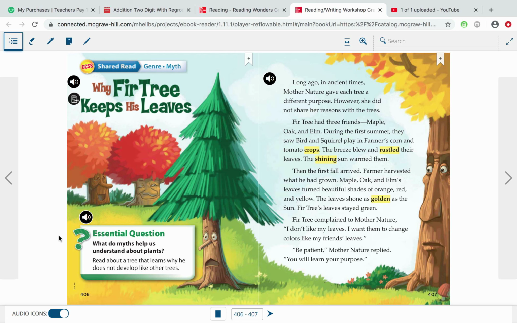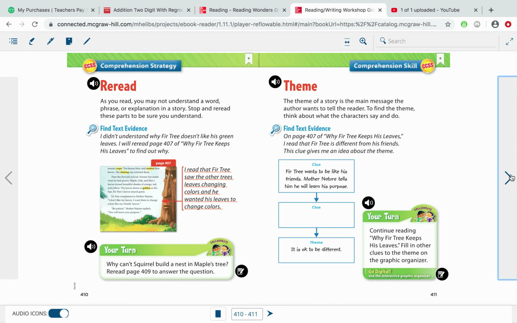Our essential question this week is, what do myths help us understand about plants? And we're going to go ahead and read this story together, but I want to talk first about what we're going to focus on this week. Our comprehension strategy is rereading. As you read, you may not understand a word or a phrase or an explanation in a story. Stop and reread these parts to be sure you understand.